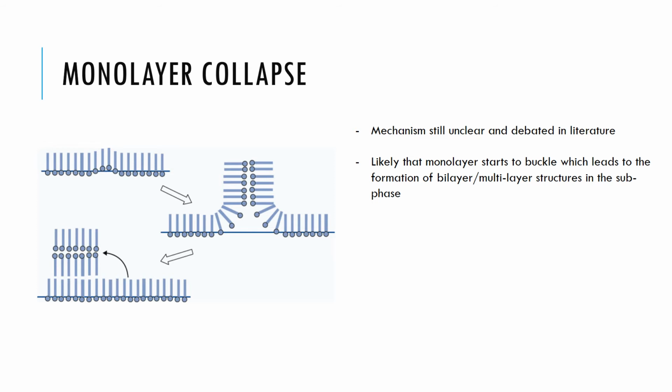So when you run out of room on the surface, then the monolayer actually collapses, and the mechanism of this is unclear, and it's still debated in the literature. But it's very likely that the monolayer starts to essentially buckle, and it probably starts to form some of these bilayer structures or multi-layer structures in this aqueous subphase.